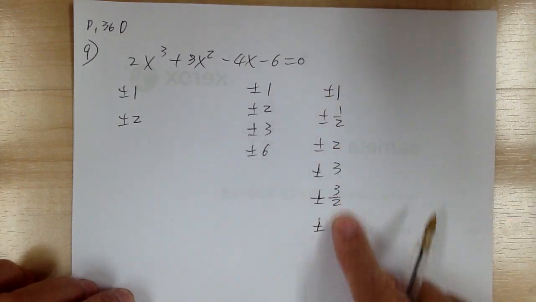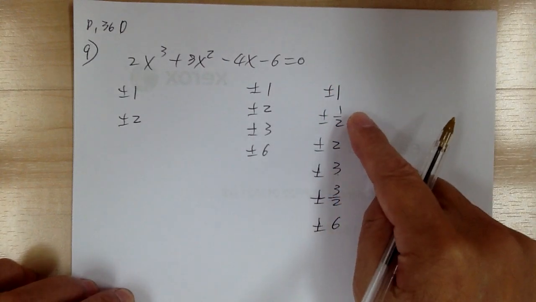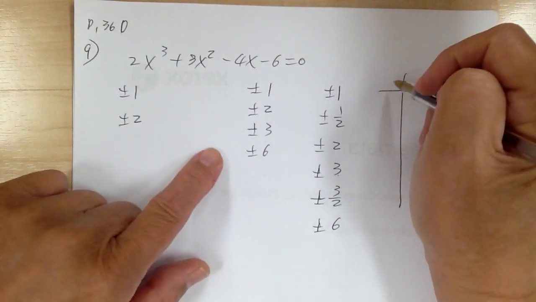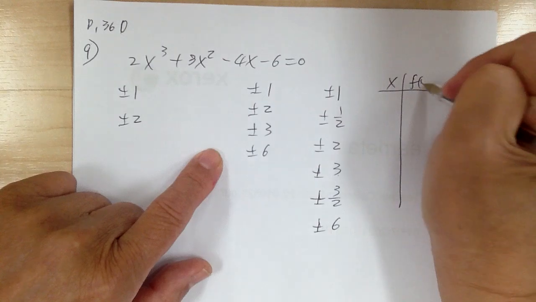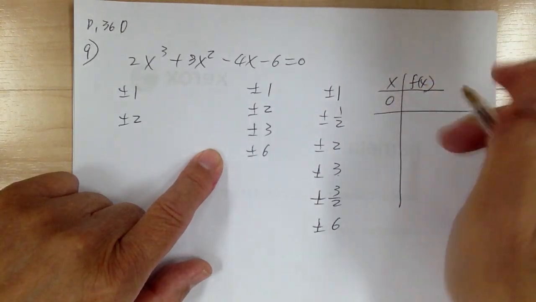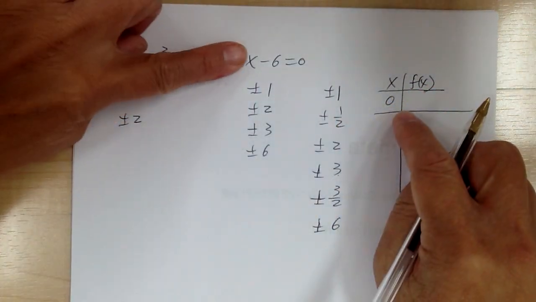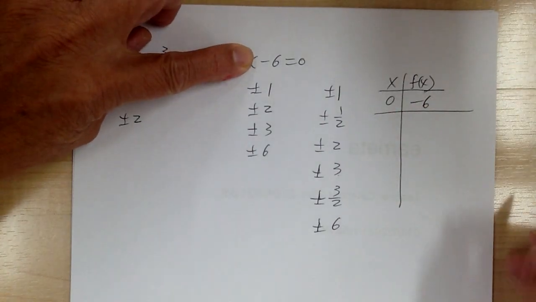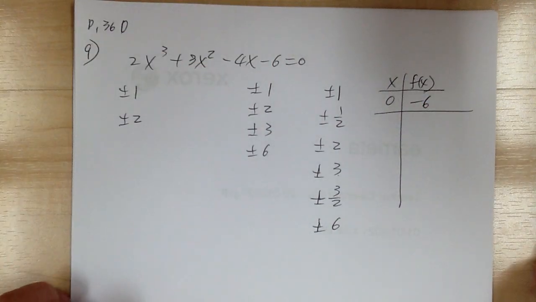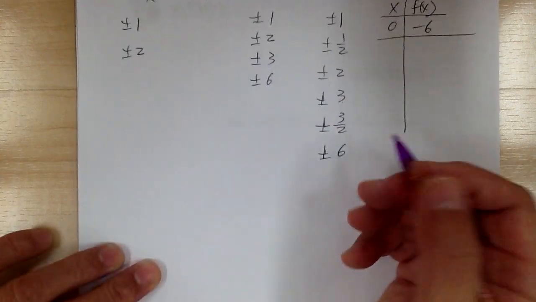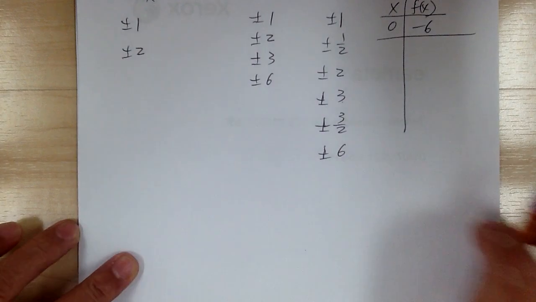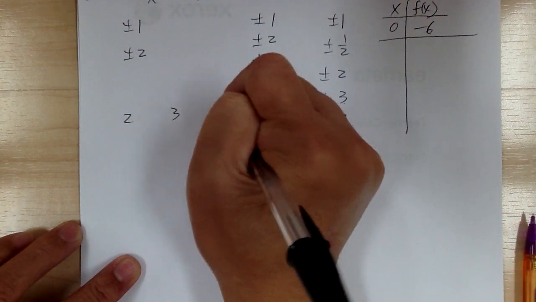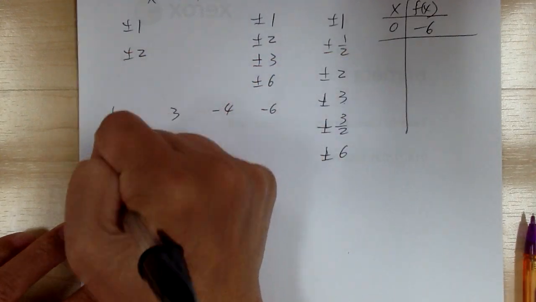So only try the numbers on the list. Don't try something like plus or minus 4, because it's not going to work. So again, x, f of x. You always start with 0, because if you put 0 in here, all this will cancel out, so you get negative 6. And that way you can use a comparison. So let's get the coefficients. I get 2, 3, negative 4, negative 6.